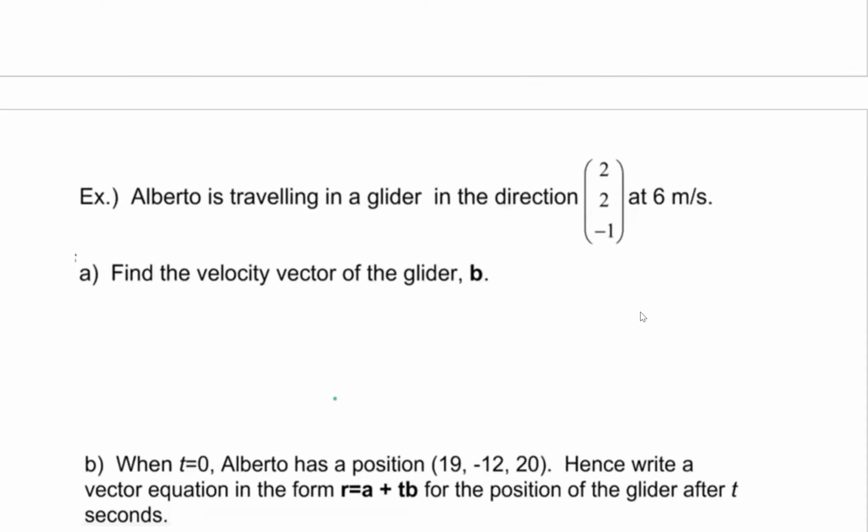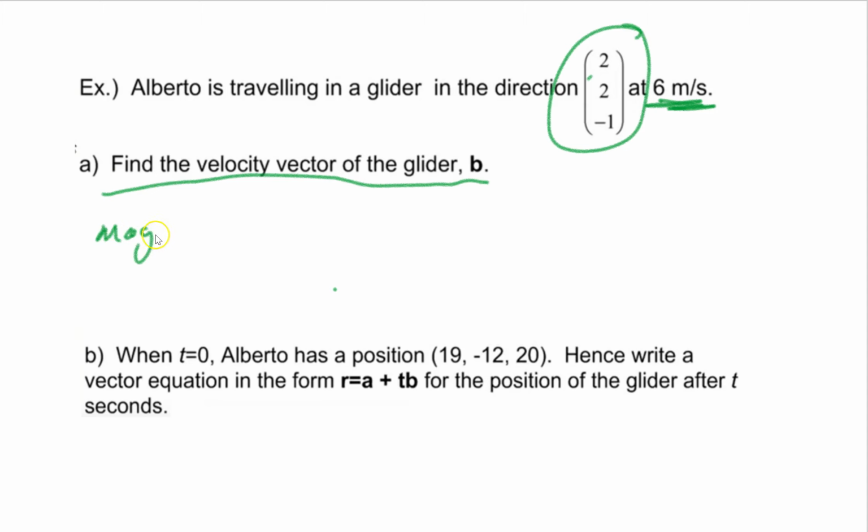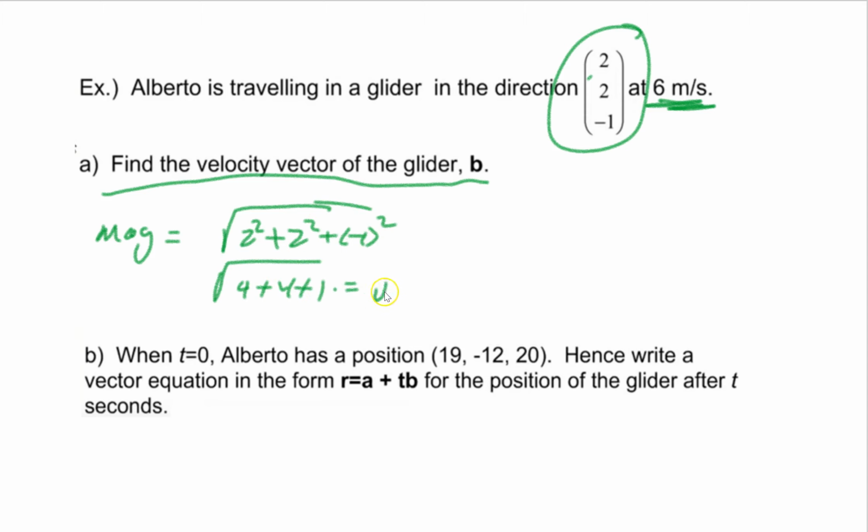Let's do a little more difficult one. Alberto is traveling in a glider in the direction (2, 2, -1) at 6 meters per second. Find the velocity vector of the glider. So here's the thing. This is a little funky, but this is the direction, but I need to be going 6 miles per hour, basically meters per second. Let's figure out how fast this thing's going. So let's find the magnitude of our stuff. 2 squared plus 2 squared plus -1 squared. I get 4 plus 4 plus 1. I get radical 9, which is 3.